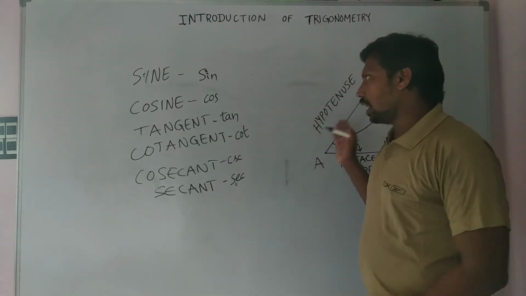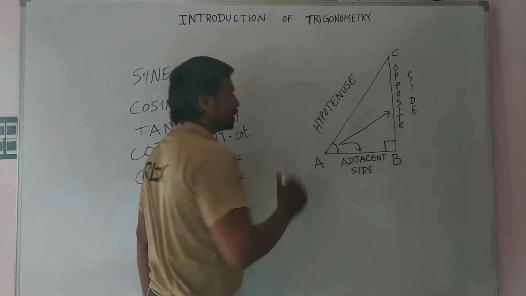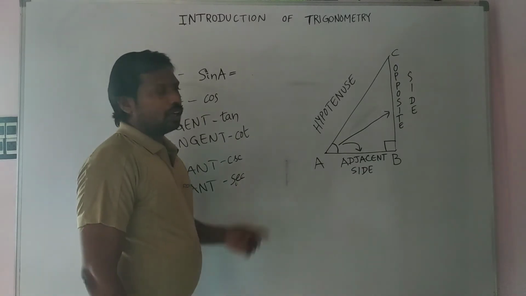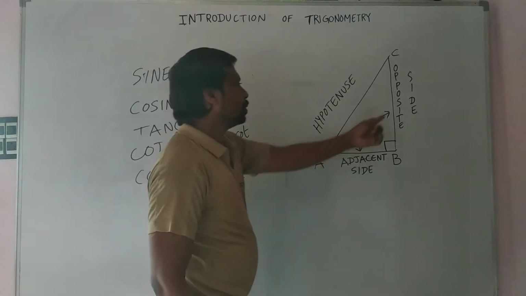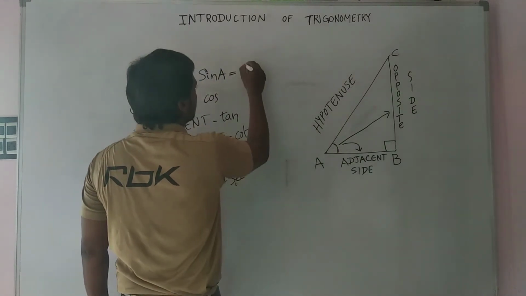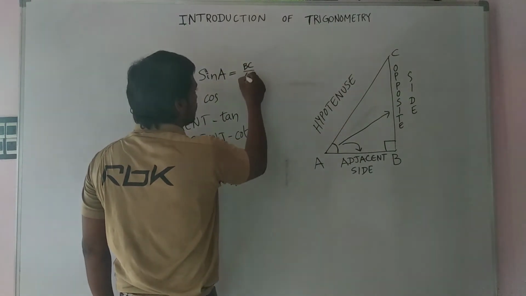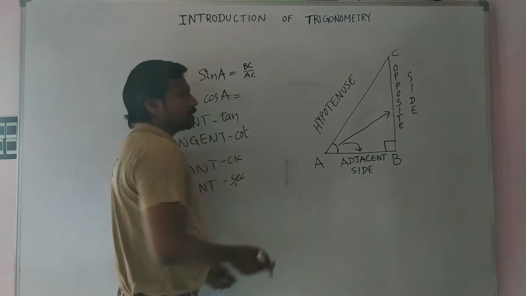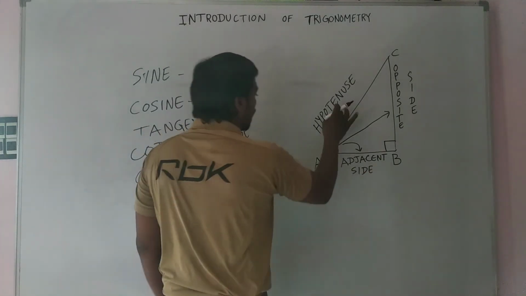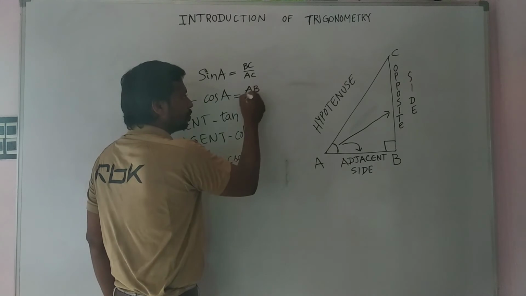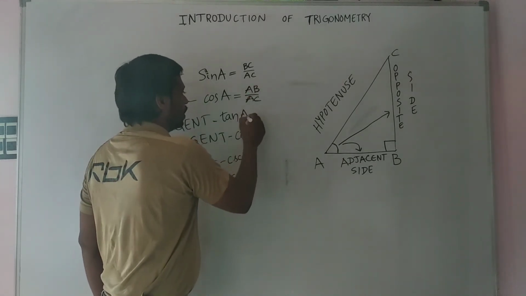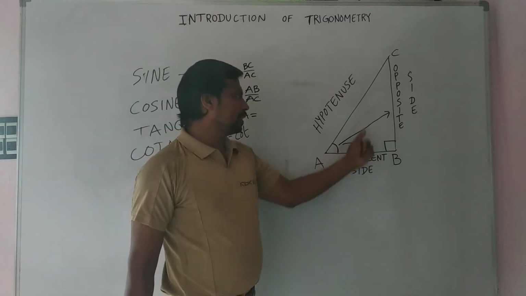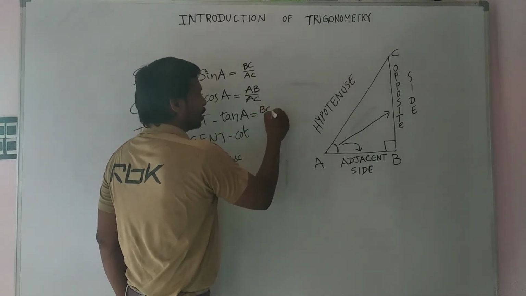Using this diagram, the sin A formula is opposite by hypotenuse. Here the opposite side is BC and the hypotenuse is AC. Next, cos A is adjacent side by hypotenuse, that is AB by AC. Next, tan A is opposite by adjacent, that is BC by AB.